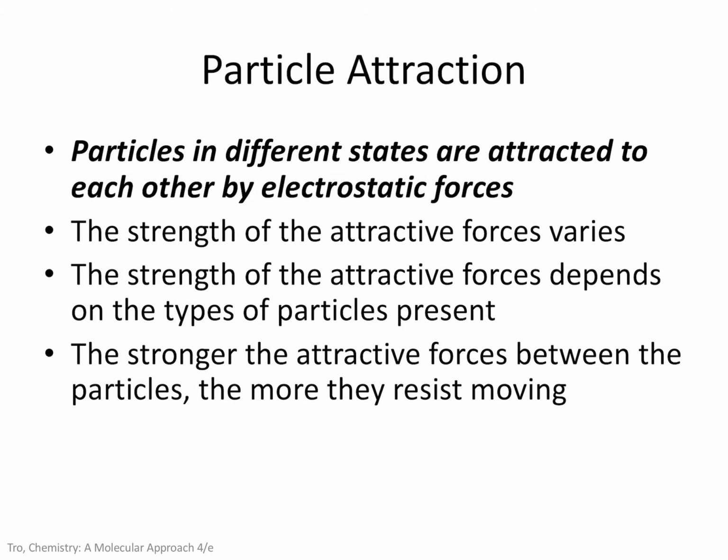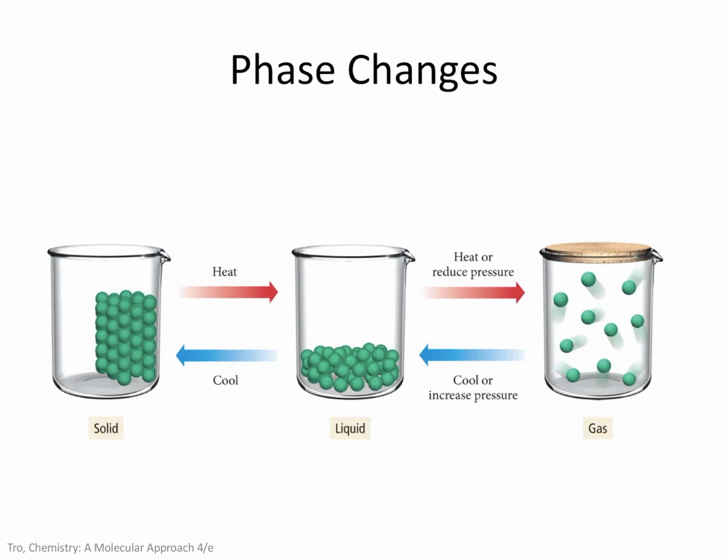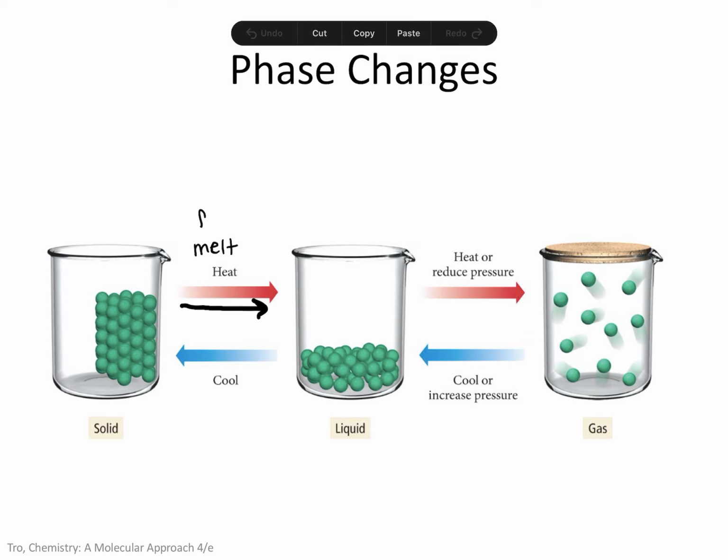However, in chemistry, we always think in phase changes. We always know that solids are changing to liquids and then changing to gases. Well, in order for a solid to change to a liquid, there's heat. So what is this process called? Solid to liquid. Melting, right? In order for a solid to go to a liquid, we melt it. There's another term for this, and that's called fusion.